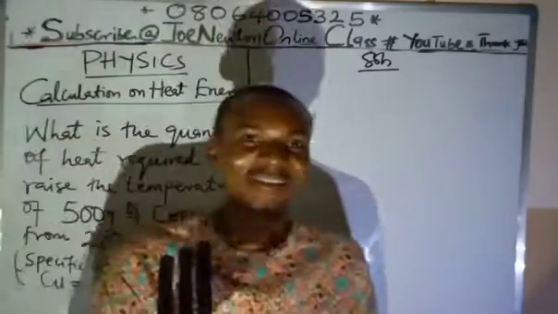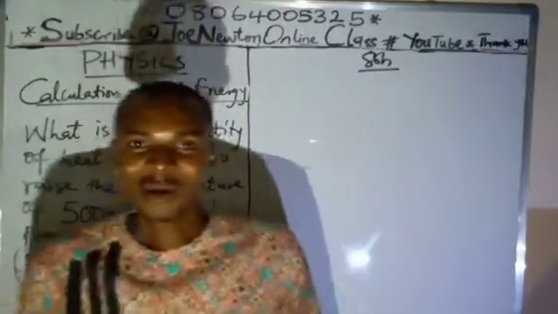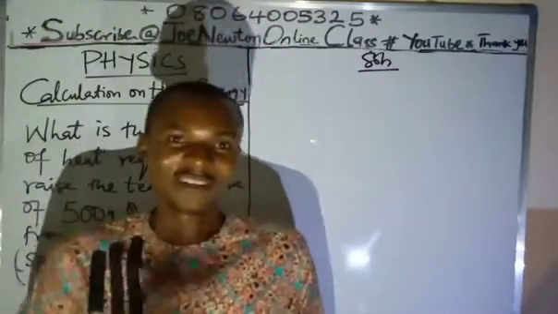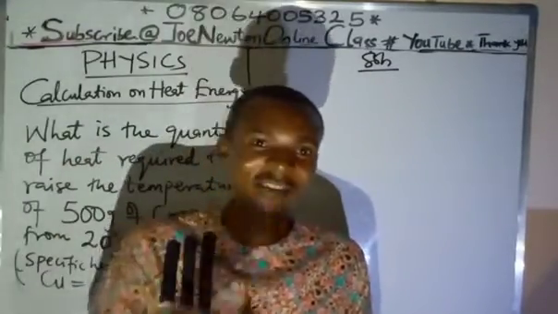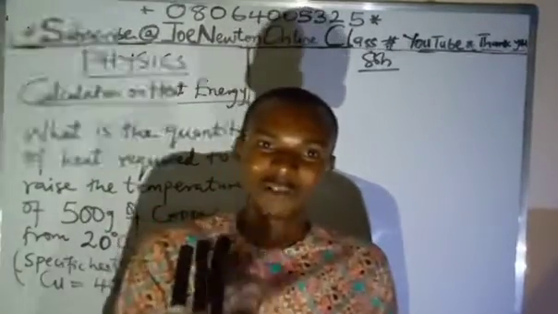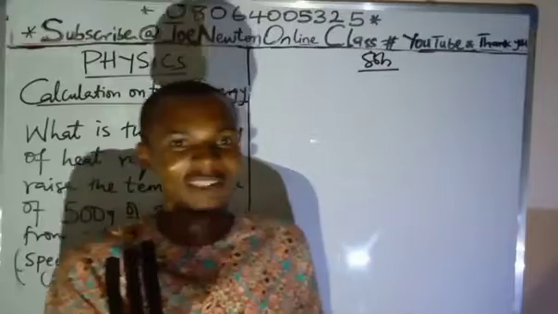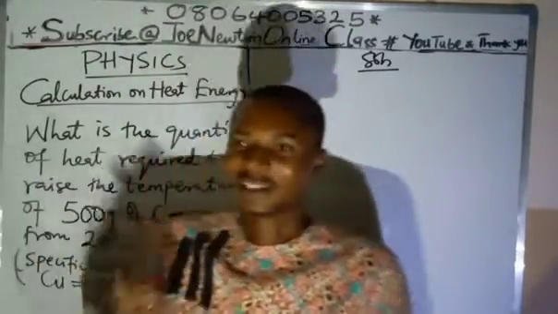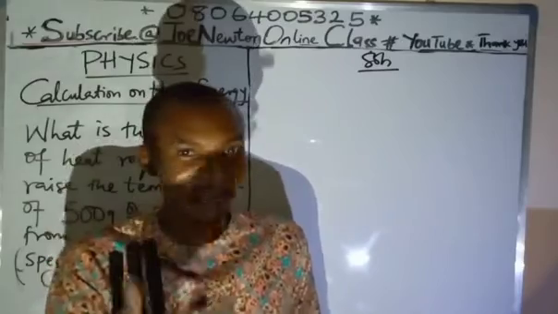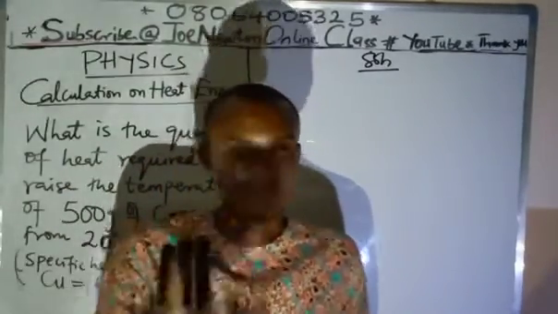Joe Newton online class. In this class, I want you to solve this calculation in physics. That question is taken from a topic in physics known as measurement of heat energy. Of course, we know that heat energy is one of the forms of energy known as thermal energy. Meanwhile, it concerns specifically the concept of heat capacity and the specific heat capacity.